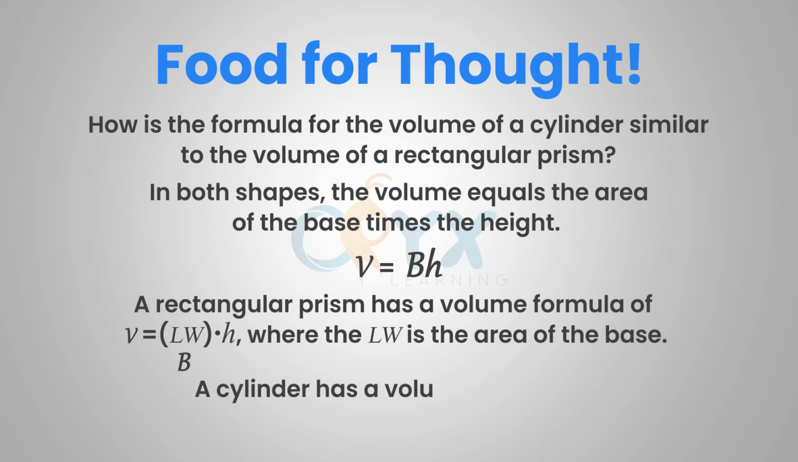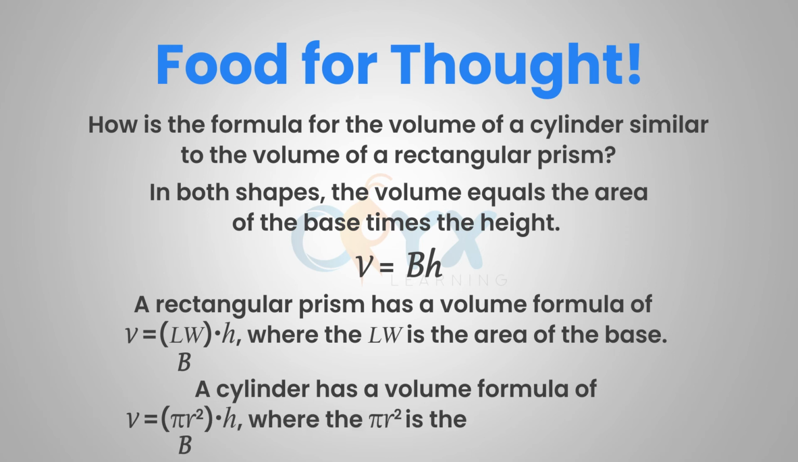A cylinder has a volume formula of V equals pi r squared h, where pi r squared is the area of the base. So as you can see, both formulas are essentially the area of the base times the height. They just have different shapes for the base, therefore different formulas for the area of the base.